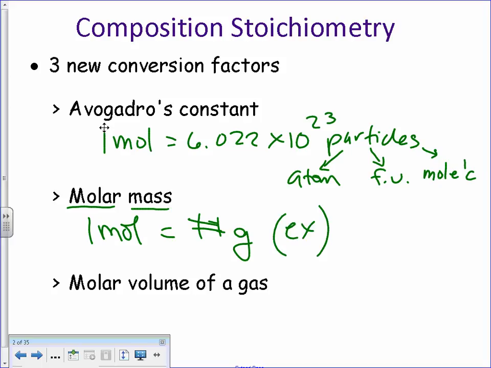So let's just do a quick example here. What's the molar mass of carbon tetrachloride? You guys have your periodic table out, right? You have the BFF with you today? You need it. So get your periodic table out and tell me, how do you get the molar mass of carbon tetrachloride?